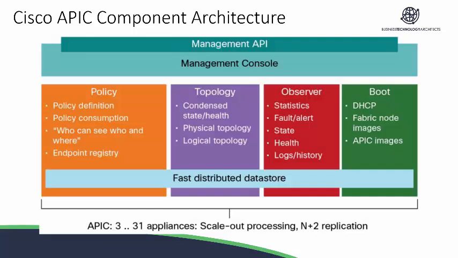You can see the fast distributed data store, with N+2 replication. The distributed data store refers to the fact that we have 3 or more APICs. Possibly could go a lot higher, but remember, always in 3s. The data store is replicated across all APICs, and you have an original plus 2 copies. And we'll actually see that in the next slide.